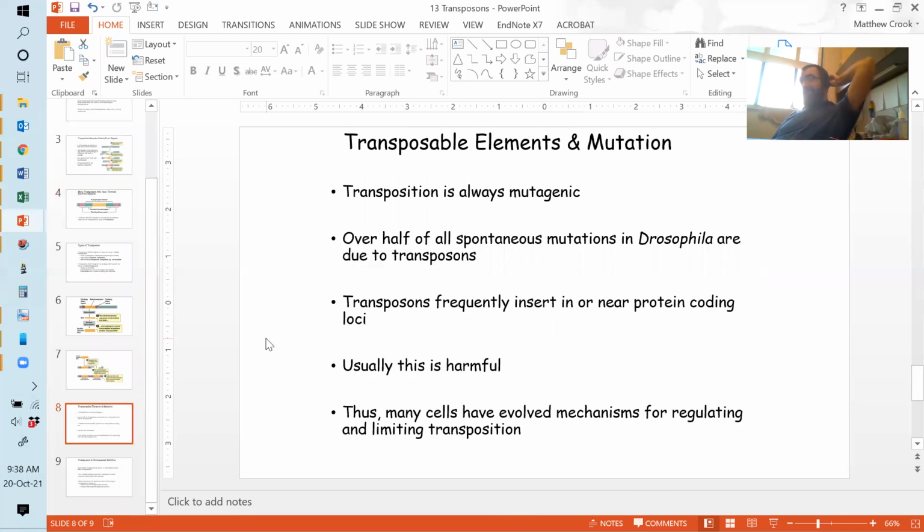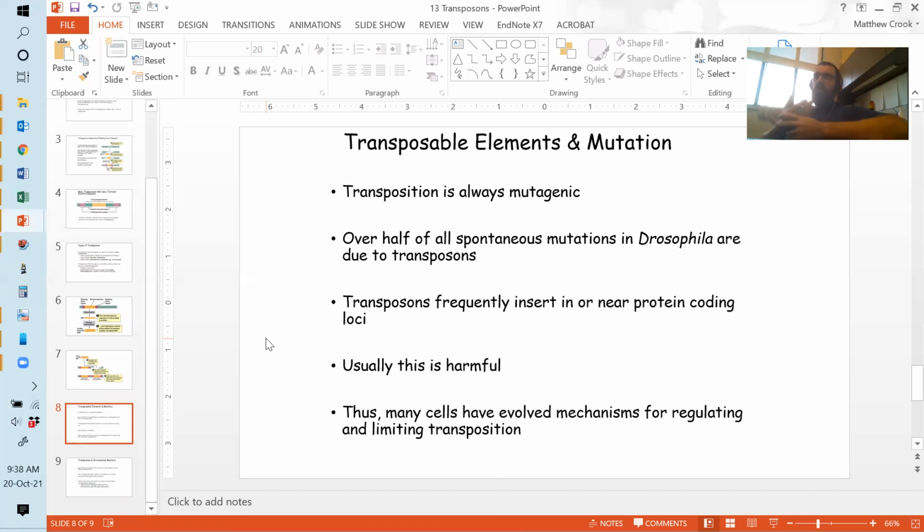And so, as I mentioned earlier, transposition is always mutagenic. It's actually so mutagenic that many cells have evolved mechanisms to limit transposition. I don't actually know what these mechanisms are. I'll have a look into it just because I don't know. It'll be interesting.